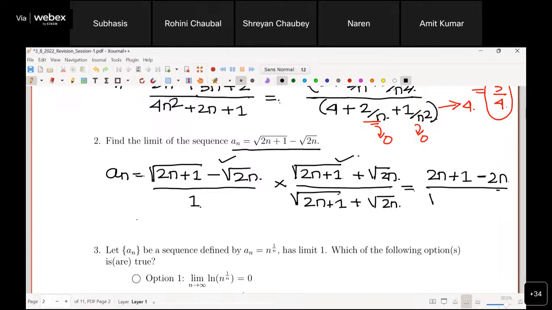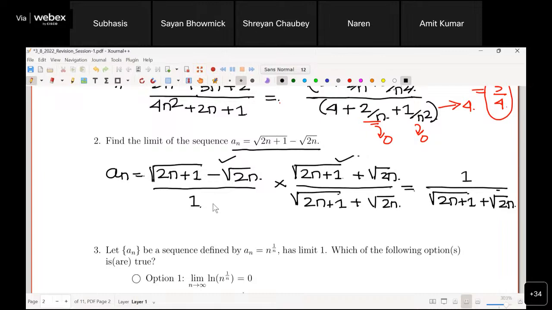So this I can rewrite like this, right? So from now it's clear, right? What will be the limit of the sequence? Zero.